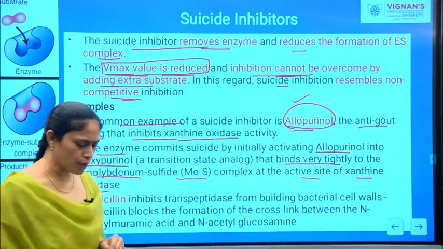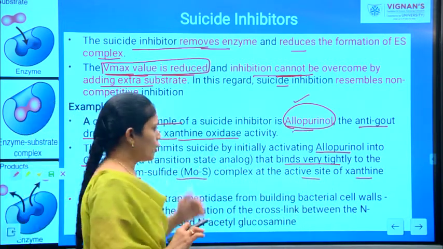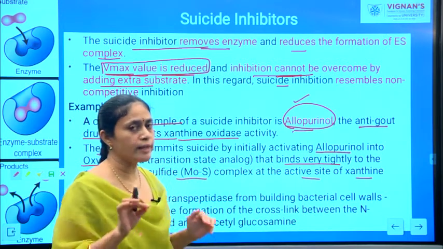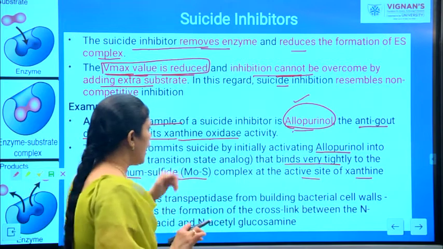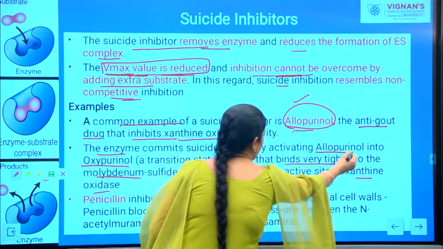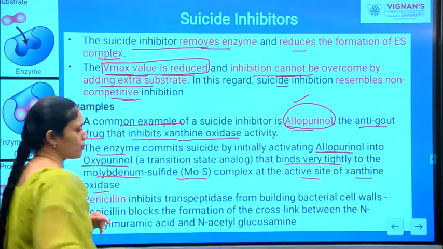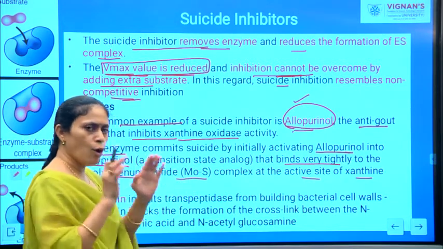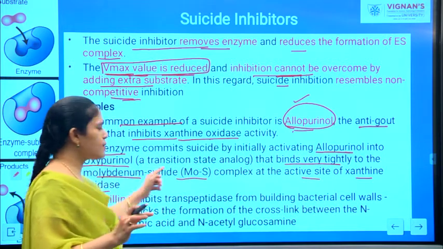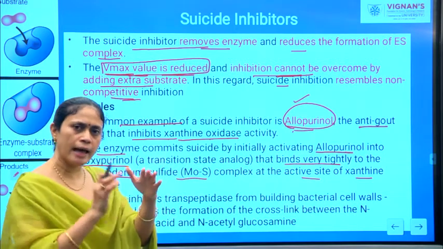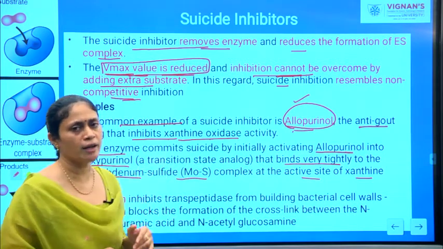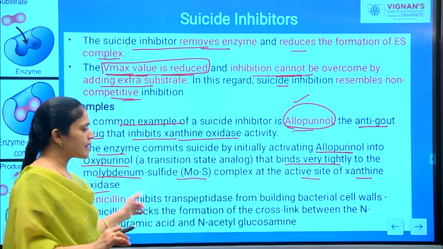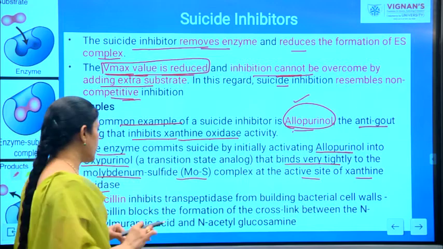So, I've told you that allopurinol is acting as an anti-gout drug. How it is acting is that this allopurinol is getting converted into oxypurinol, which will be going and binding to the MoS, the molybdenum sulfide complex present in the active site of the enzyme, which is your xanthine oxidase, because of which this enzyme is getting inactivated.